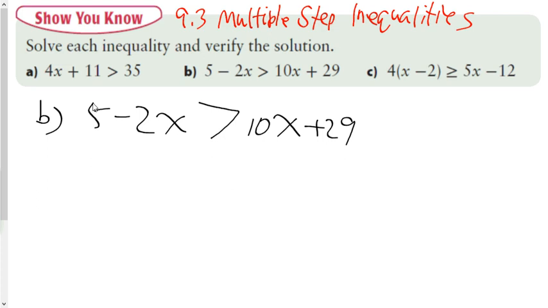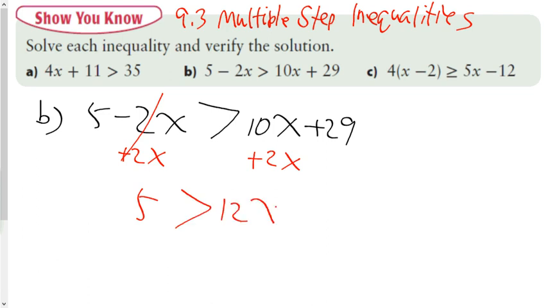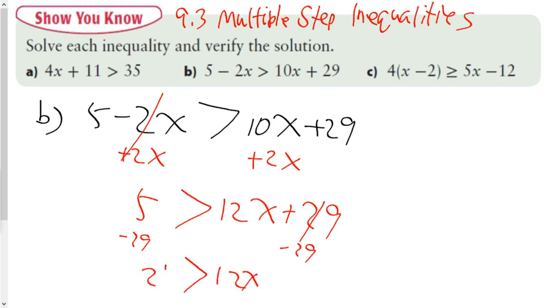Well, when we did Chapter 8 on equations where there were variables on both sides, we always said get rid of the variable on one side by using the additive inverse. So in this case, the minus 2x, if I add 2x to this side and add 2x to this side, that's a zero pair. I'm left with 5 is greater than 12x plus 29. Once I get it here, it's very familiar. Subtract 29 from both sides. 12x is less than negative 24, correct?